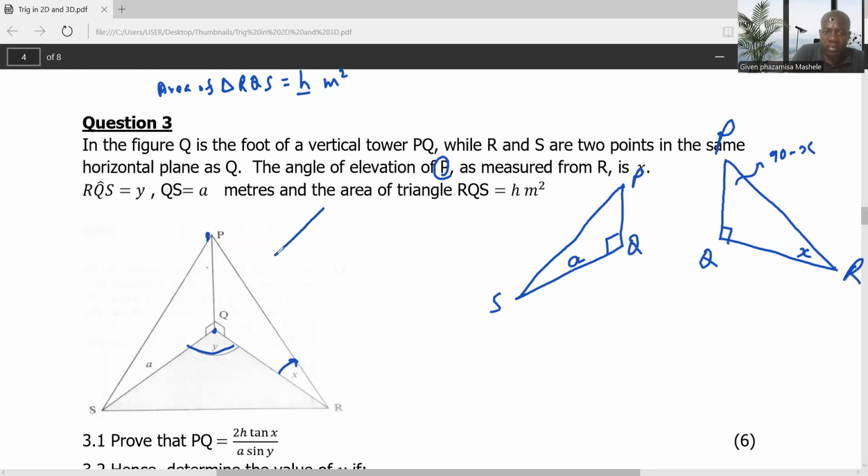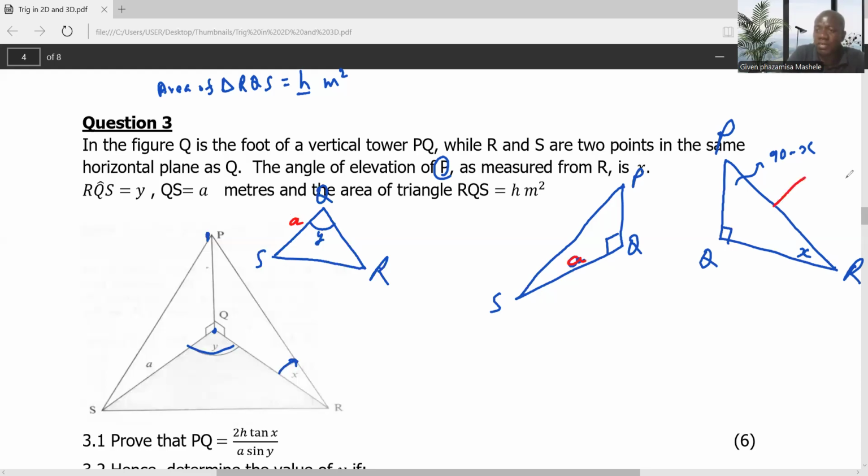But this one is not the right angle triangle. What do we have? We have Q, R, S. The only information we have here is the angle Y and the side, which is A. So let me just use the side as A, okay? So this is what we have. Okay, fine. First of all, let's look at this.